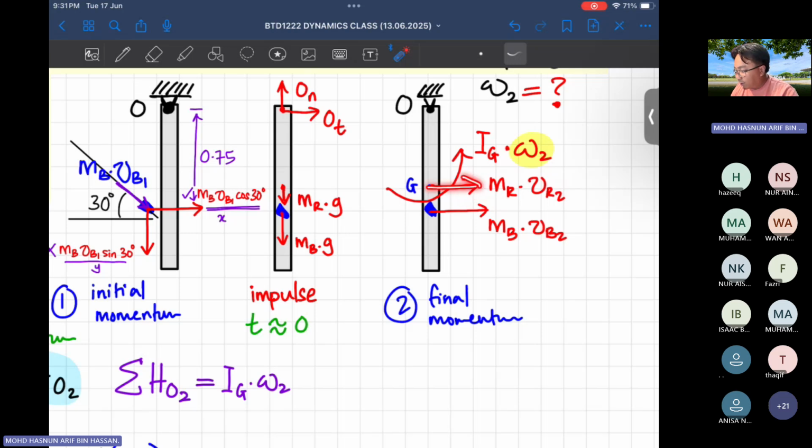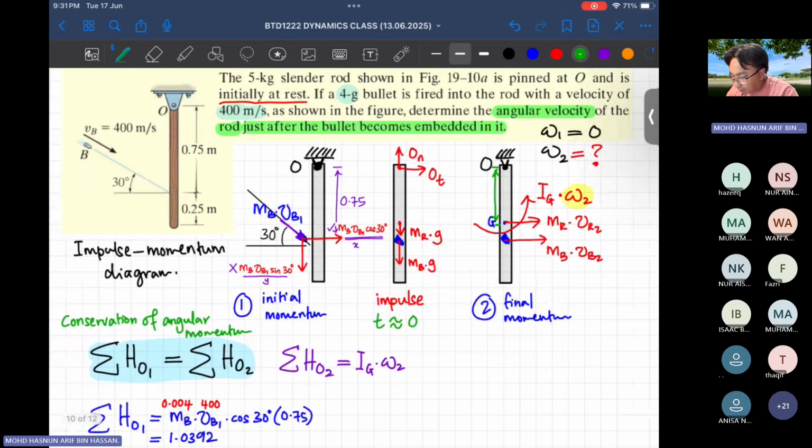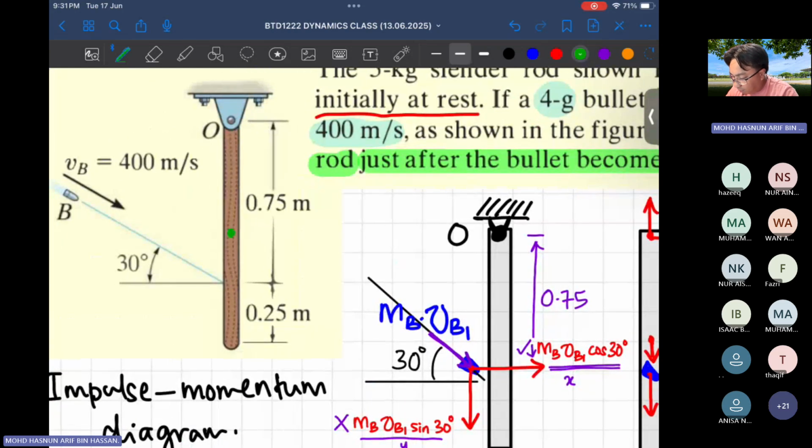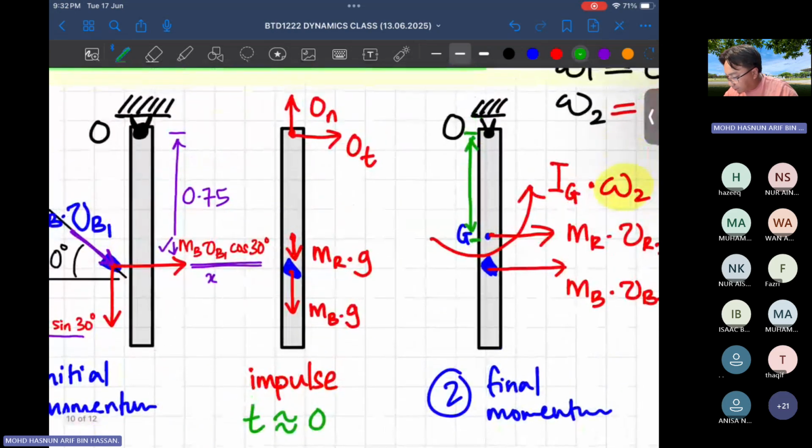So to make it angular, you have to multiply with the distance. So what is the distance? It is the distance here from O to G. Okay, for the first one, O to G. So what is the distance from O to G? Now G is, if you zoom in, somewhere here in the middle. The total length is 1 meter, 0.75 plus 0.25 is 1 meter. So O to G, the distance should be 0.5 meters. So that is the distance, you put in here 0.5 meter. There, the distance.